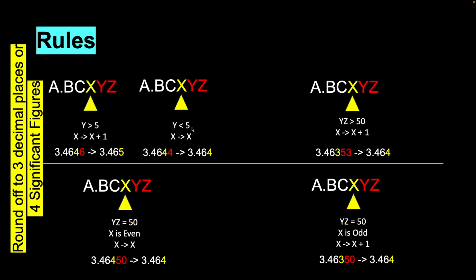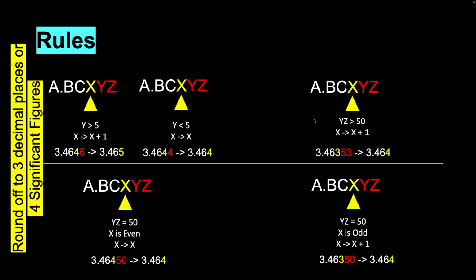Similarly, if the number is less than 5, then the cutoff digit is left as it is. Like in the example 3.4644, the cutoff digit is 4, and immediate right to that digit we have 4, which is less than 5, so it would be 3.464.